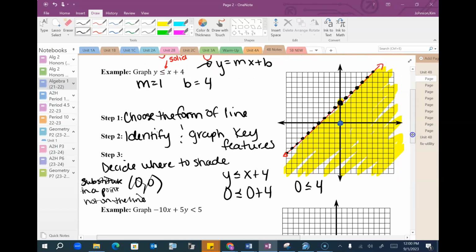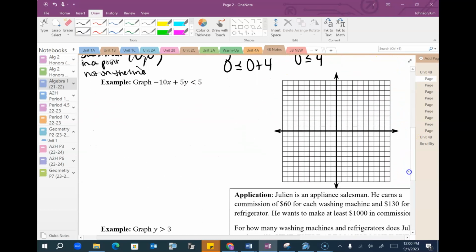Let's do a problem where it's not already in slope-intercept form, because this can get a little bit trickier. In this next example, we have a problem that's in standard form. So there's two options for graphing this. Option number 1, you can convert this into slope-intercept form.